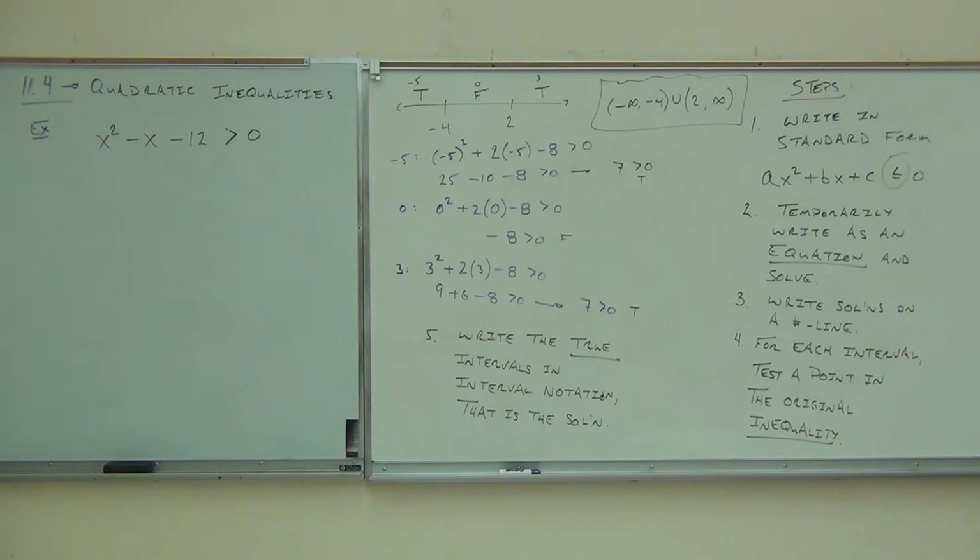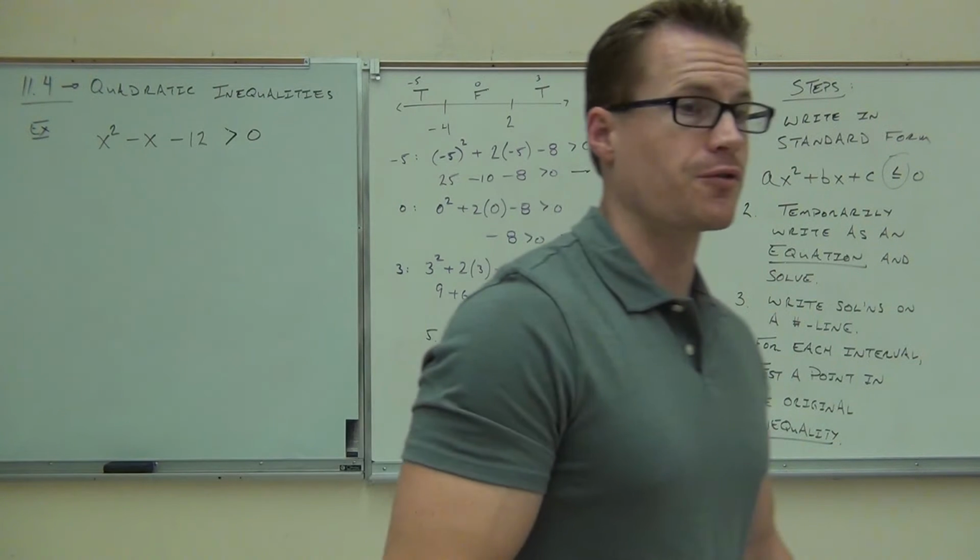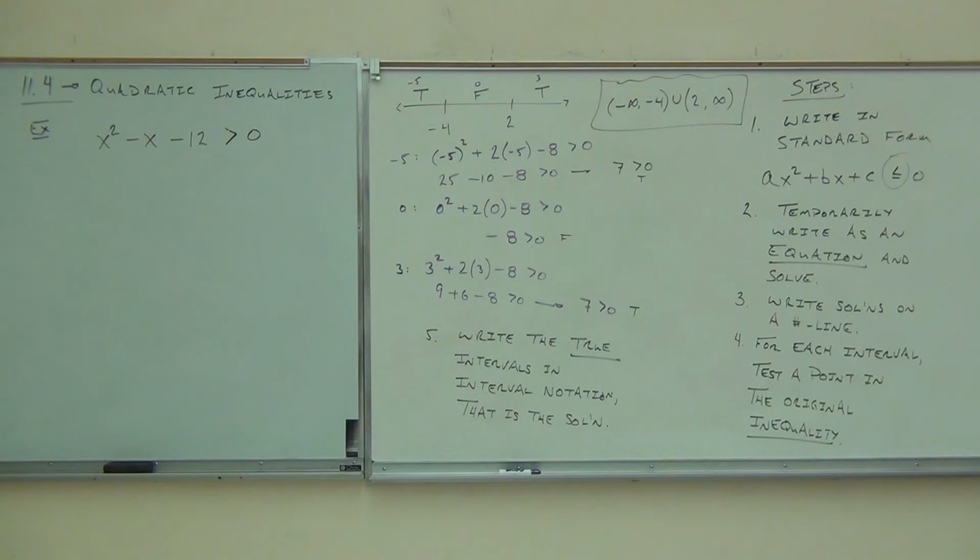So we're going to temporarily set it equal to 0. We're going to make sure it's in standard form. We're going to factor if you can. If you can't factor, well, you're going to use the quadratic formula.